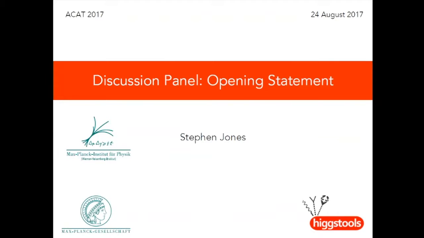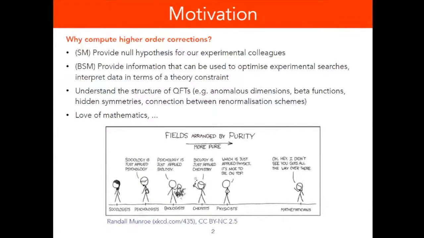Okay, so I'll just start off by making an opening statement and give some ideas for discussion. Please just chime in and let me know what you think. I start off with thinking about the motivation. I think we need to think why we're doing these loop calculations to know the best way to do them. One reason is that we want to provide a null hypothesis for our experimental colleagues. Here we're doing a standard model calculation, for example, and trying to give them the best possible prediction of what they'll see if there's nothing of interest out there.